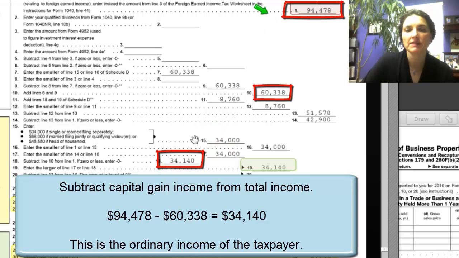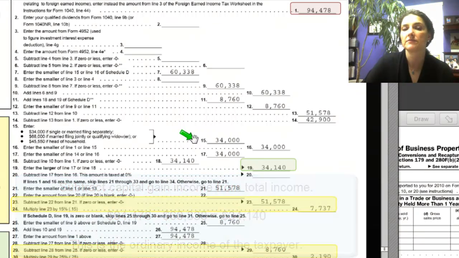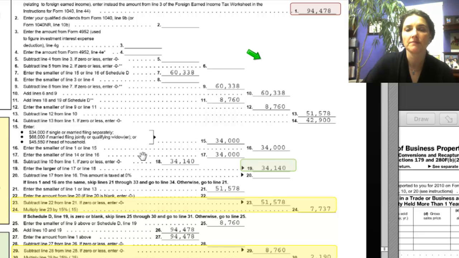And essentially what happens on the next line is we take the base amount for our filing status, and if we can show that our total income for the year is less than this amount, then it's possible that some of our capital gains would be taxed at a 0% rate. But ultimately, when we're done with this problem, we take line 10 from line 1, and we're left with $34,140. This means that we're not eligible for the 0% rate on any of the capital gain income. It's all going to be exposed to a maximum rate of either 15% or 25% in the case of recovery on depreciation.